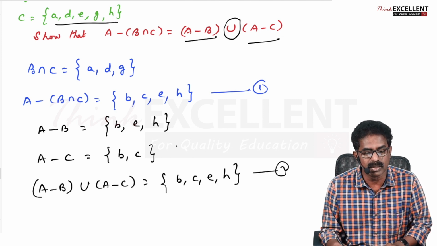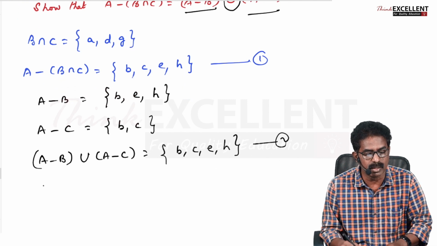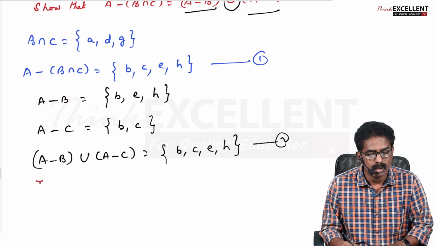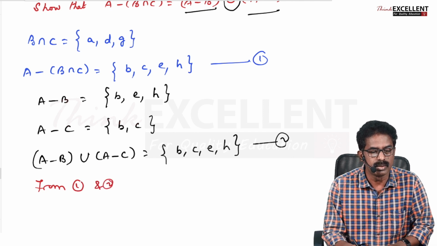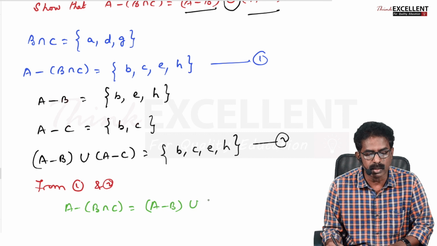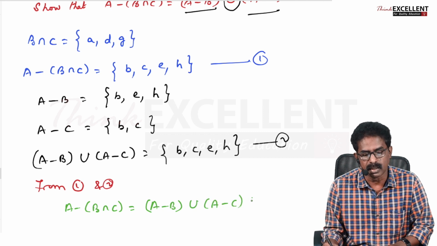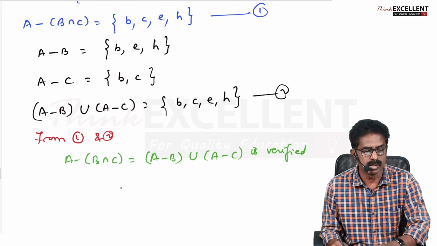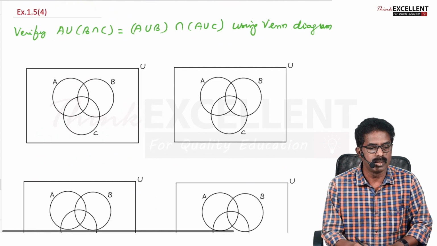See 1 and 2, both are the same, no? So from 1 and 2, what can you say? A minus (B intersection C) equals (A minus B) union (A minus C) is verified. So hope you understood this. Now see the next question, a very simple question.